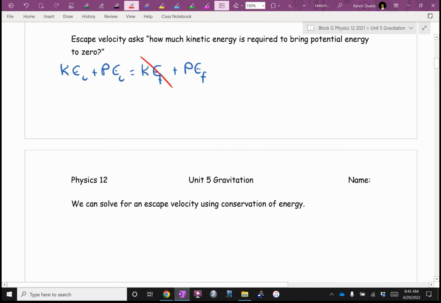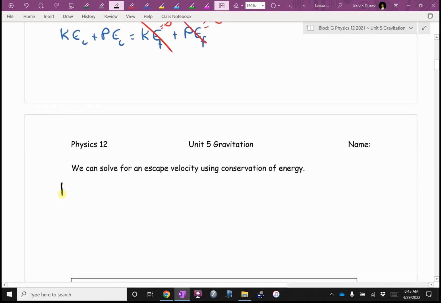Oh, and you know where we're ending up? Out at the edge of the universe, at infinity. What else is zero then? Yeah, this is a little bit strange. I have this on the next page. KE initial plus PE initial equals zero. What? Well, don't panic.